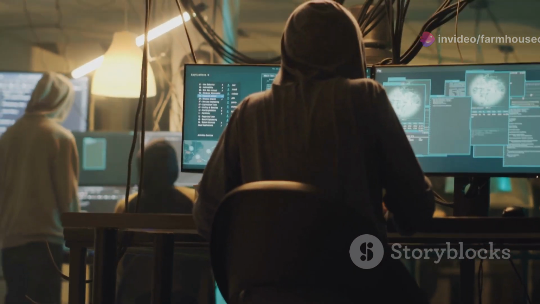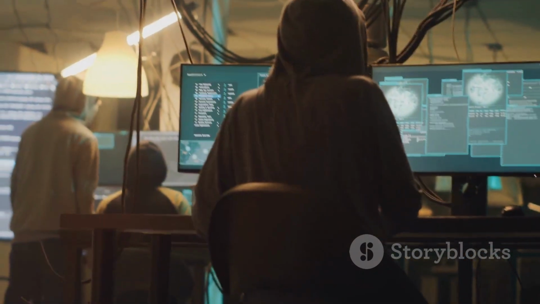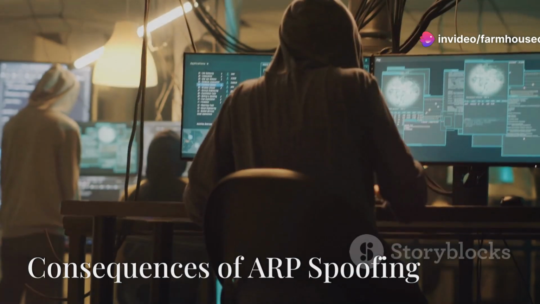This is how ARP spoofing enables a man-in-the-middle attack, giving hackers unauthorized access to your sensitive data. Understanding this process is crucial for implementing effective cybersecurity measures to protect your network.